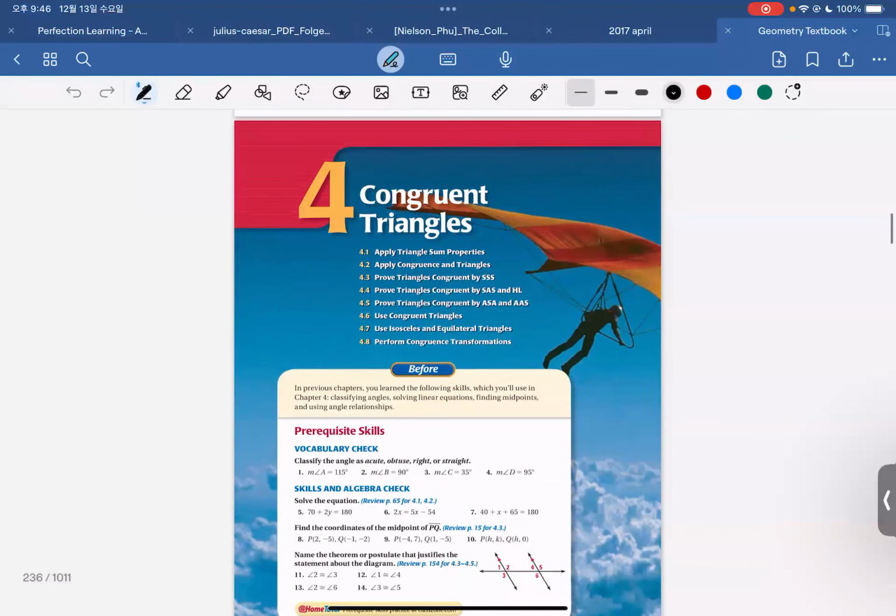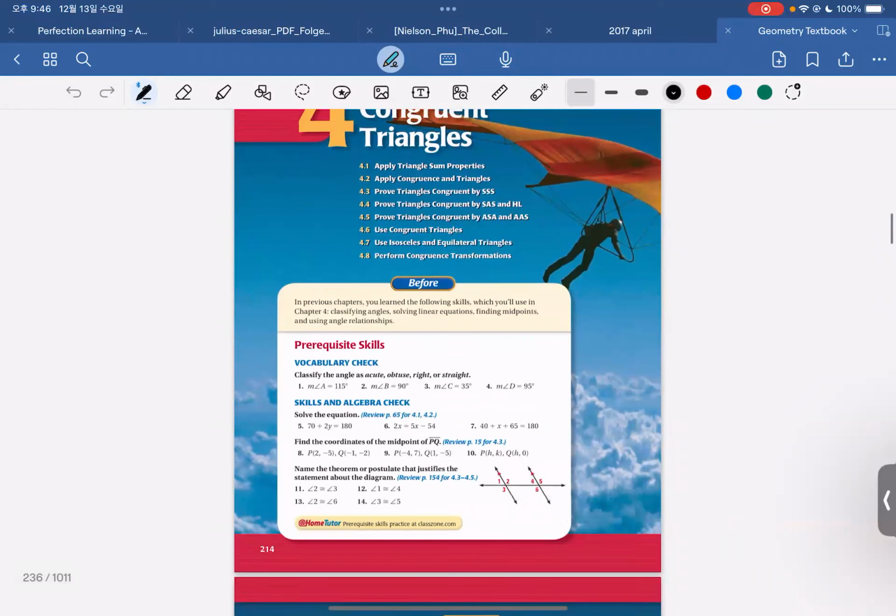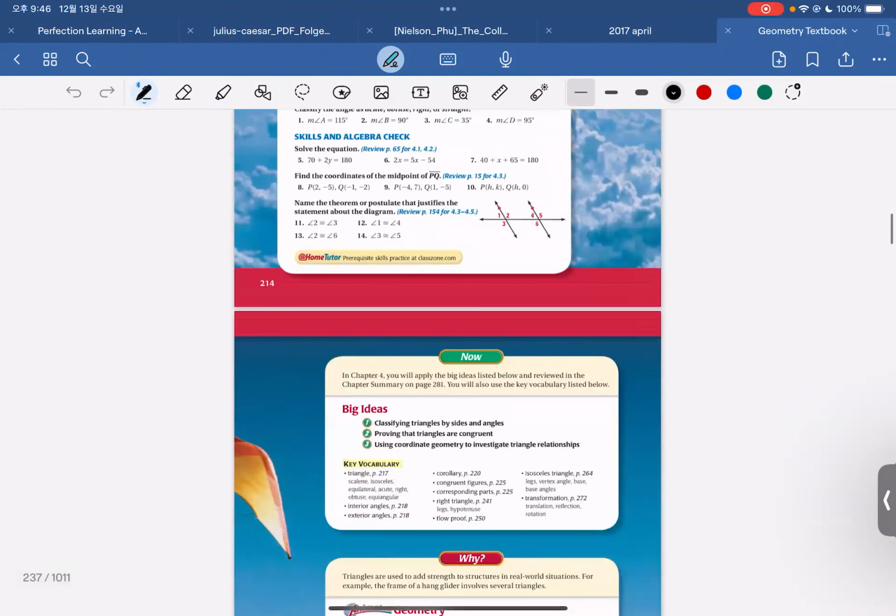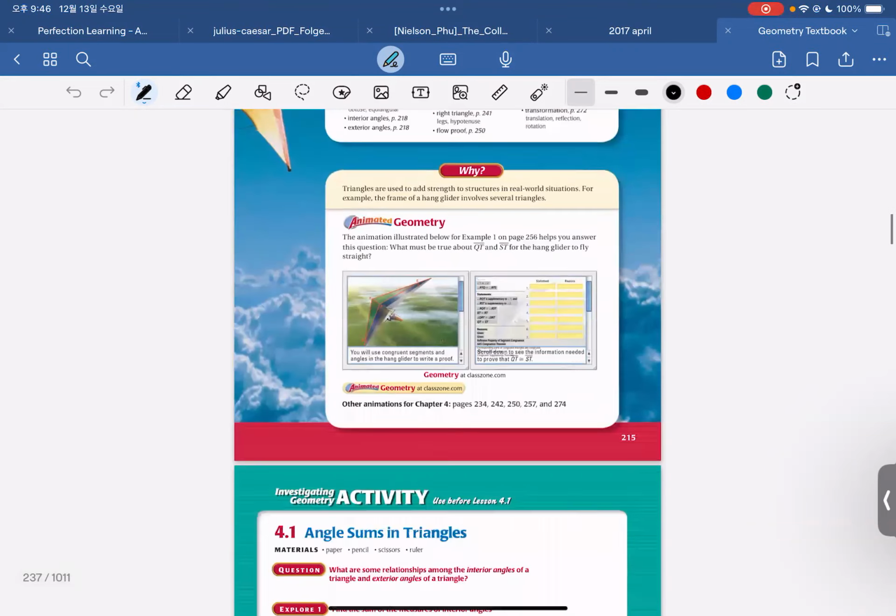Hi guys, today we're going to look at chapter 4 on congruent triangles. And this chapter basically covers everything about triangles. And if anything, I personally think that's really one of the most important parts of geometry in 8th grade. So let's get into it.